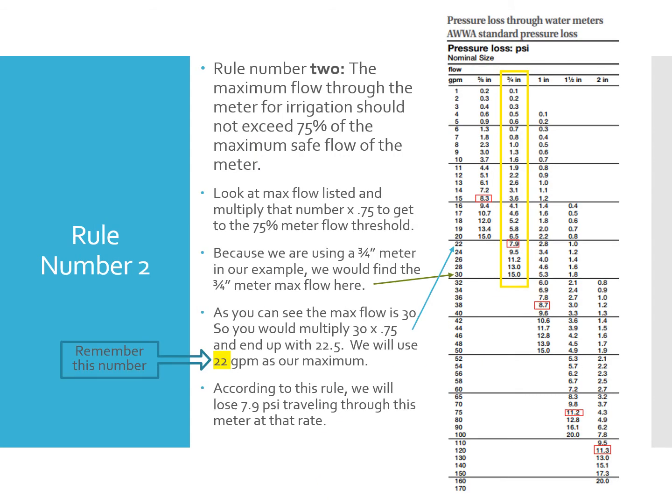Rule number 2, the maximum flow through the meter for irrigation should not exceed 75% of the maximum safe flow of the meter. So how we're going to do that is we're going to look at the maximum flow listed and multiply that number times 0.75 to get to the 75% of the meter flow threshold. Here is the meter that we're going to be using, a 3/4 inch, and they list the maximum as 30 gallons a minute. Well, we can only use 75% of that, so we would take 30, multiply it times 0.75, and end up with 22 gallons per minute. So here we have 22 gallons per minute, and our loss is 7.9 psi. So keep that in mind.